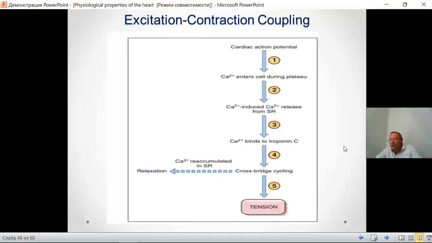Two factors determine how much calcium is released from the sarcoplasmic reticulum in this step: the amount of calcium previously stored, and the size of the inward calcium current during the plateau of the action potential.